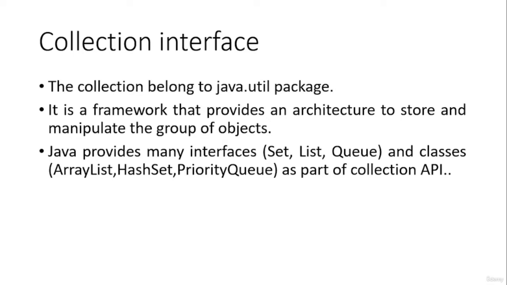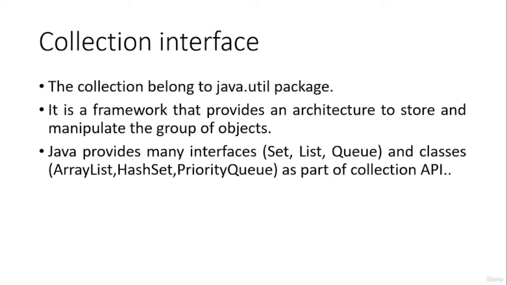There are many other interfaces which extend the collection interface, and they inherit the methods of the collection interface, and then they have implementations for those methods in classes such as array list, linked list, hash set, and priority queue. These classes implement the methods which are abstracted in the collection interface.